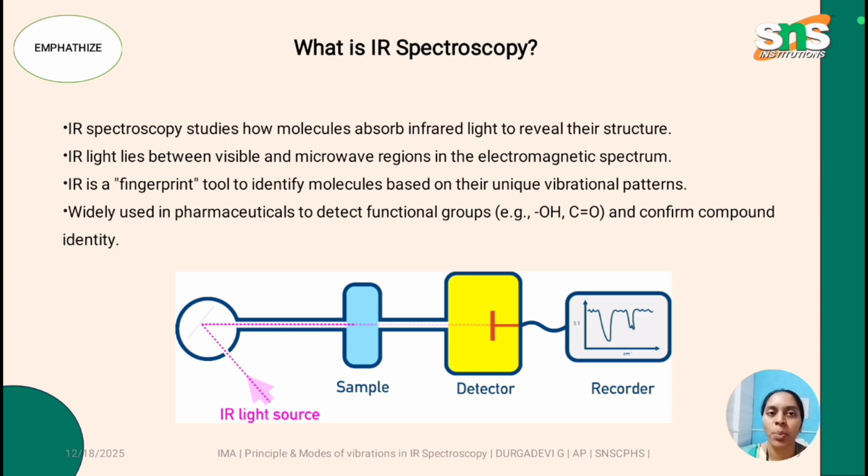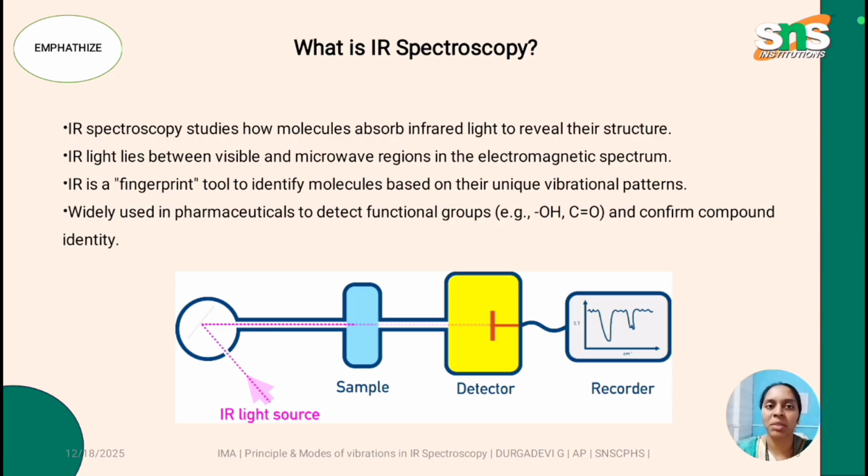Then what is IR spectroscopy? IR spectroscopy studies how molecules absorb infrared light to reveal their structure. With the help of electromagnetic radiation, the molecules will absorb some radiation at some frequency. With the help of that radiation we are going to reveal the molecular structure.